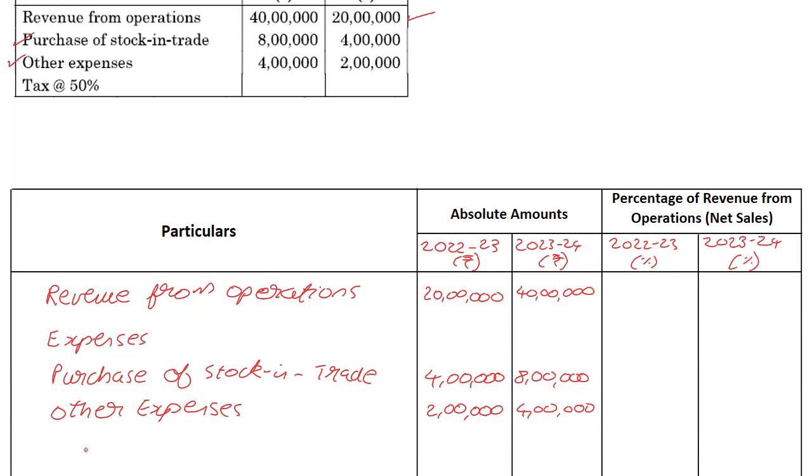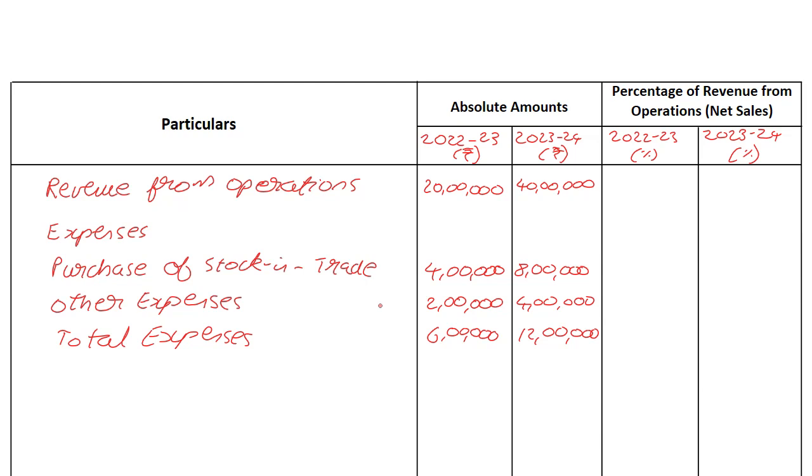Our next step will be to find the total expenses. This is all straightforward. Add it up, you'll get 6 lakhs. Add it up, you'll get 12 lakhs. Then our next step is to calculate profit before tax. Tax rate is given to us, so we'll be able to solve for these numbers. But before that, I need to calculate profit before tax.